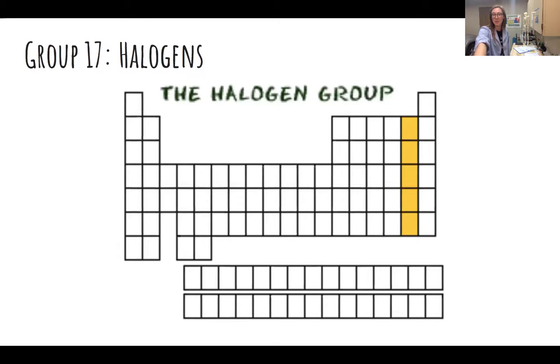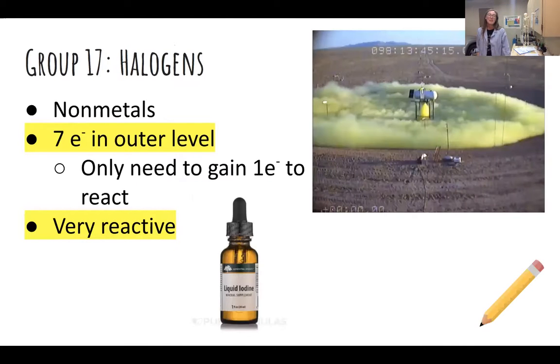Group 17, how many electrons are they going to have in their outer level? You're right, 7! So group 17, it's the one with fluorine right at the top. It's the second to the last group. These are called the halogens, and they're no big deal, but like my favorite group on the periodic table.